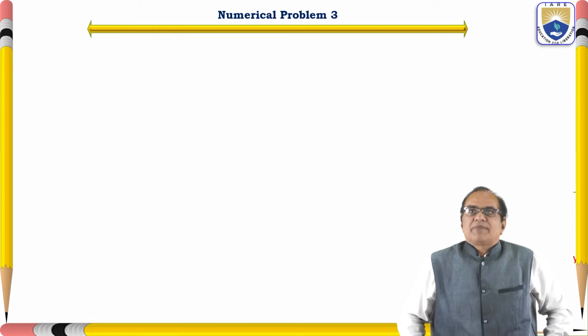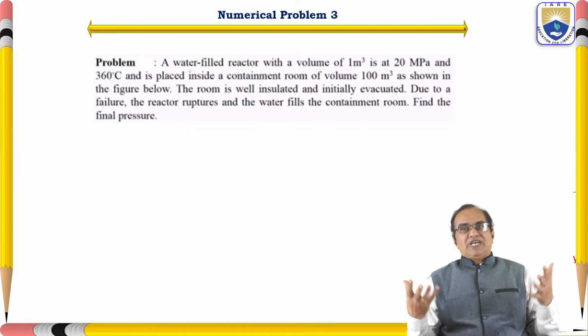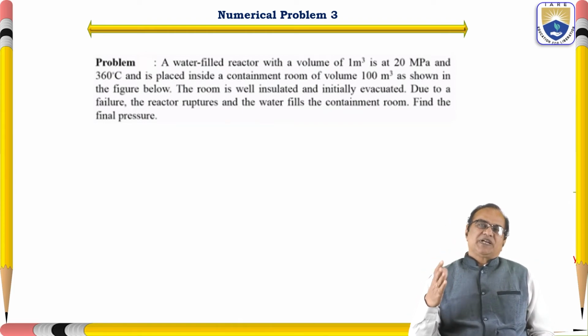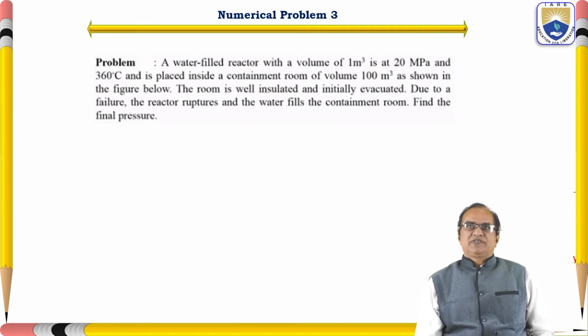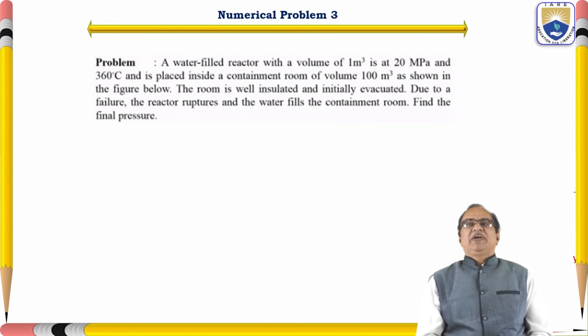Now I will discuss numerical problem number 3. A very simple problem, you can use a direct method, but here I am using the first law of thermodynamics. So we will discuss in respect of the first law of thermodynamics. A water-filled reactor with a volume of 1 meter cube is at 20 megapascal. It is at very high pressure and a very high temperature, and is placed inside a containment room of 100 meter cube as shown in the figure.